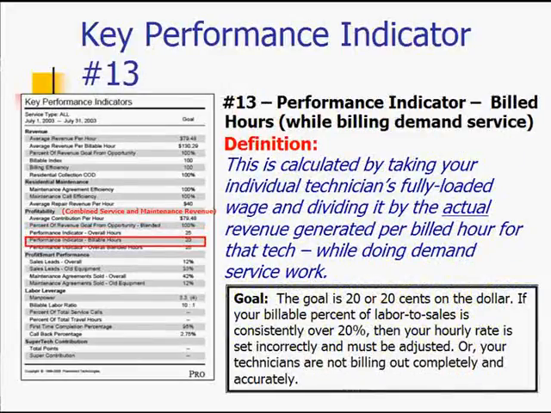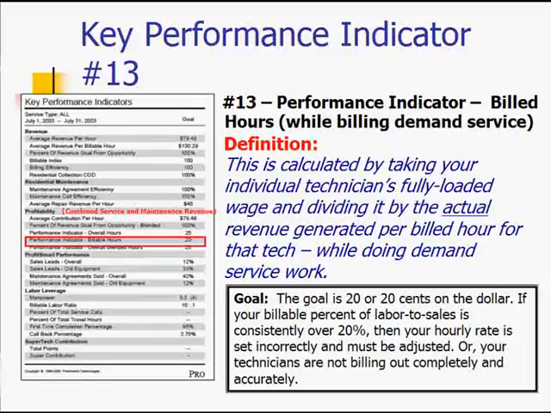Key Performance Indicator number 13. Performance Indicator Billed Hours, that is while billing demand service. By definition, it's calculated by taking your individual technician's fully loaded wage and dividing it by the actual revenue generated per billed hour for the tech while doing demand service work. The goal is 20 cents on the dollar.